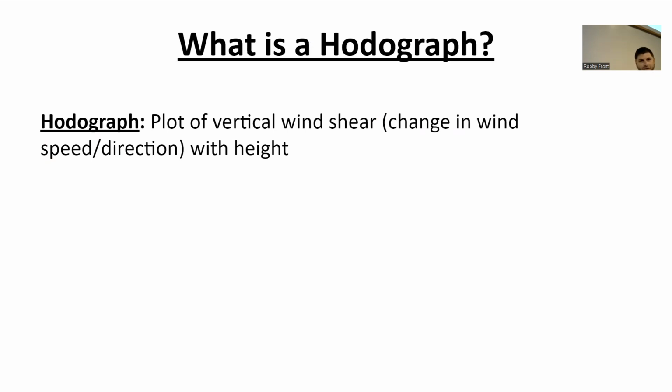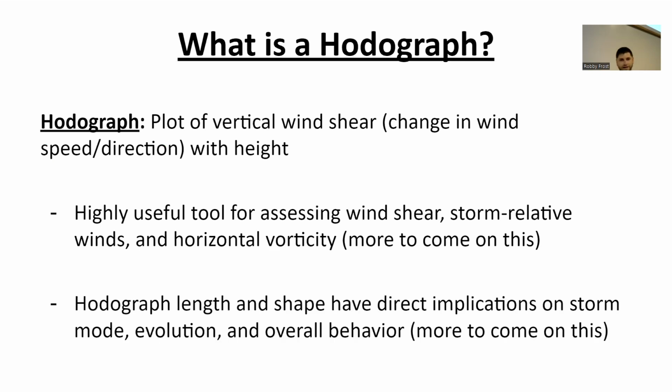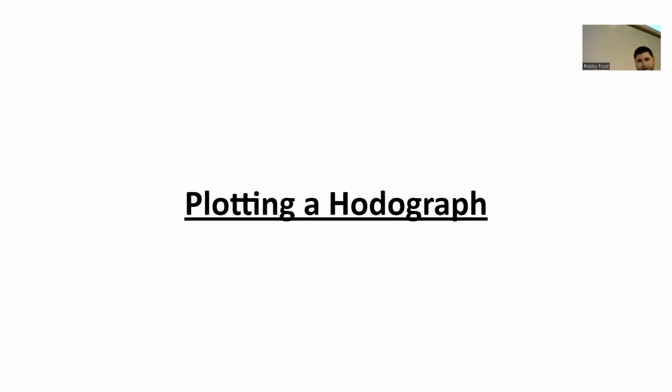So what is the Hodograph? It's a plot of vertical wind shear, which is just the change in wind speed or direction with height. It's very useful for identifying a lot of different aspects of the kinematic environment that really influence the organization of storms, such as wind shear, storm relative winds, horizontal vorticity. We'll talk about streamwise, crosswise, SRH, just tons of different stuff you can get from this. In general, the length and shape of the Hodograph have an influence on how convection is going to behave, for lack of better terms.